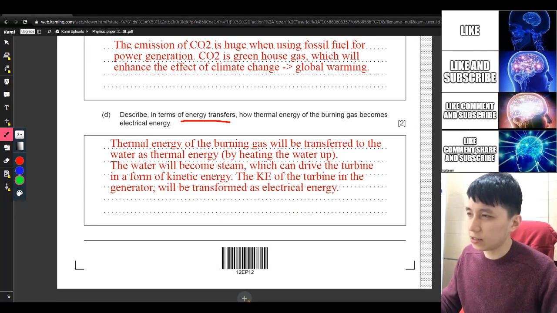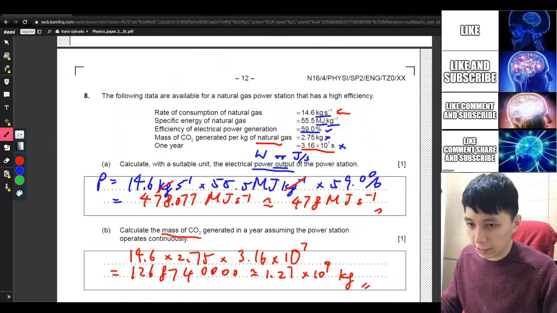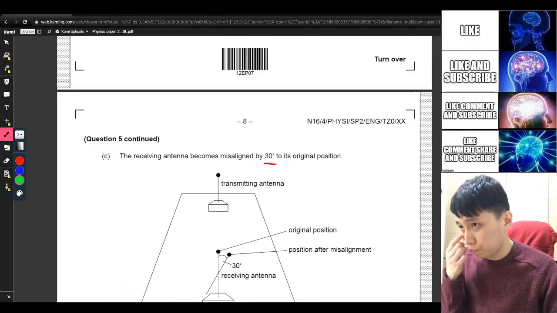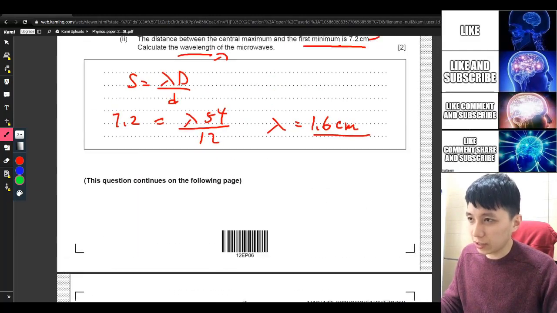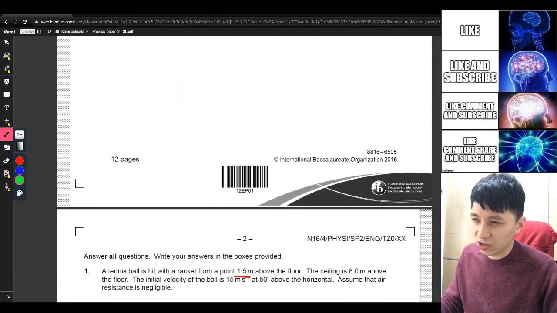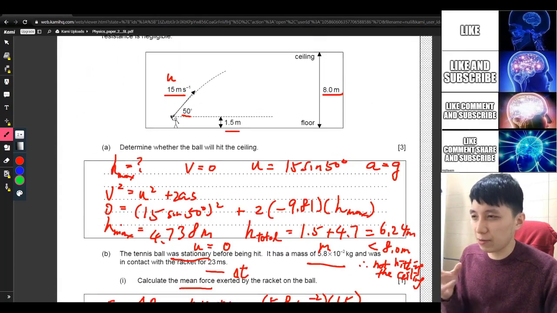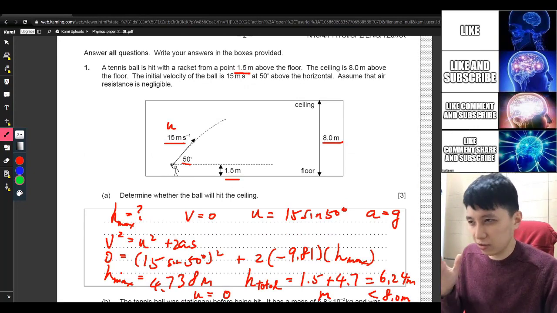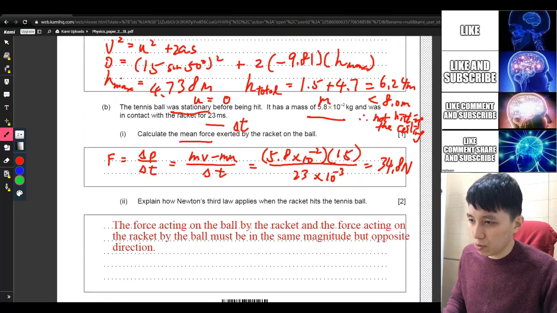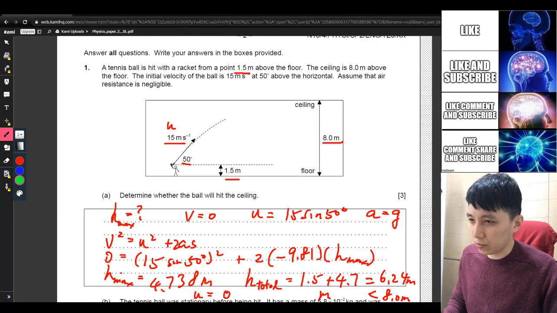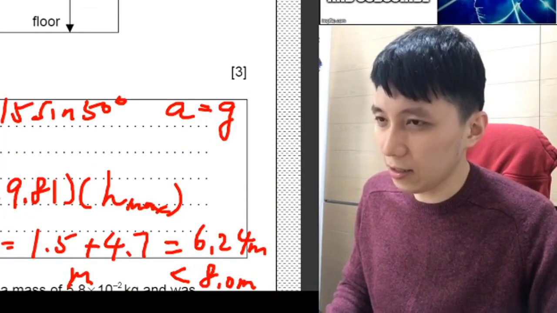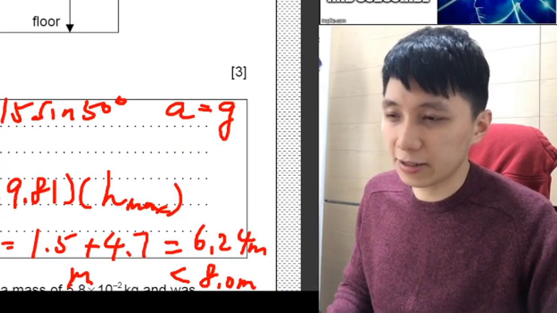Oh, so that is all for the whole paper. I feel it's quite straightforward, and quite a lot of calculation actually, not many explanations that we need. I think on average this is a paper with more calculation than explanation. In some papers it will be the other way around. And I feel most of the questions are quite straightforward too. Okay, so let's look at the answer and see if I make any mistakes.